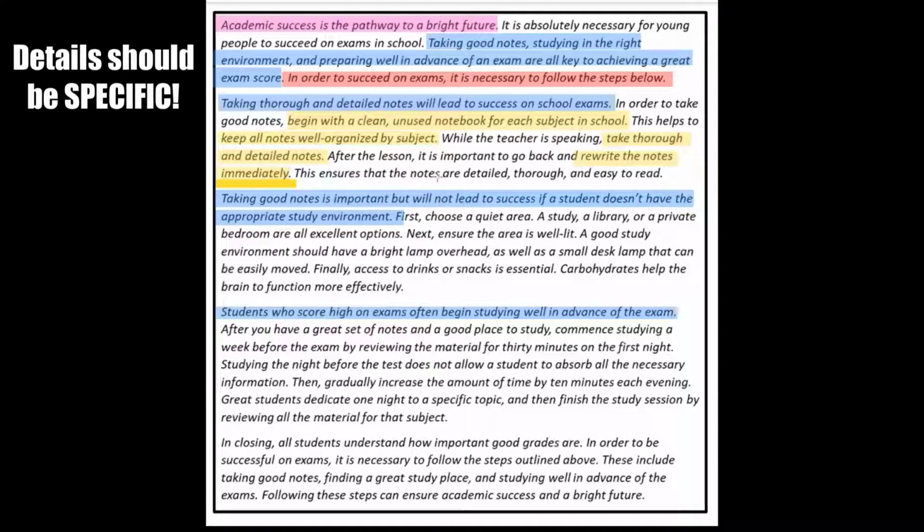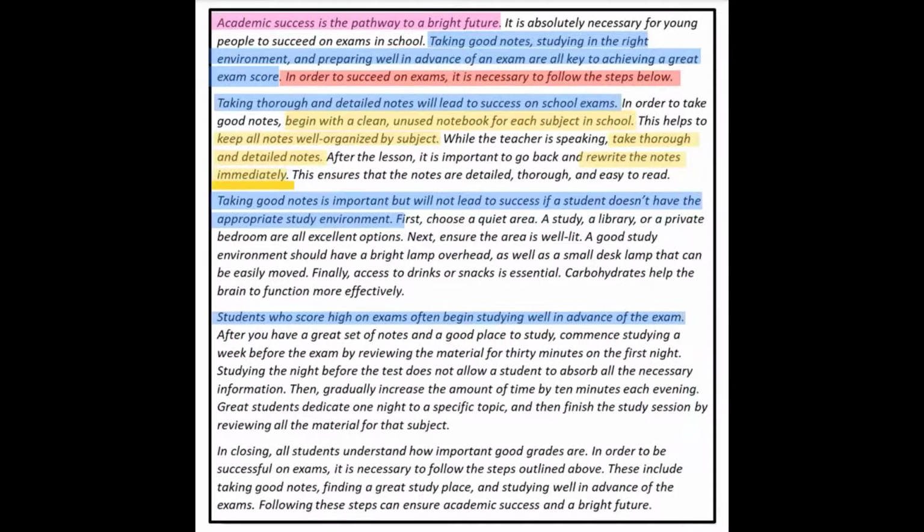This ensures that the notes are detailed, thorough, and easy to read. So we've got all of those rhetorical features of a 5-paragraph essay in our process essay. We've got a great thesis statement, we've got a roadmap, we've got a hook, and we've got topic sentences with supporting details.